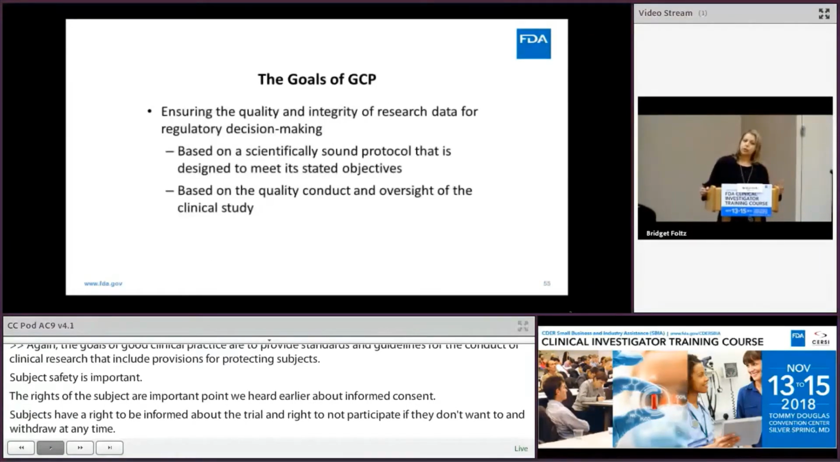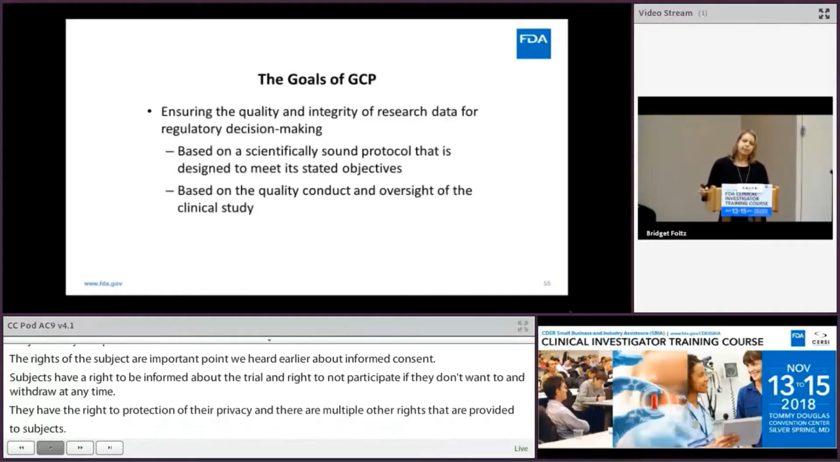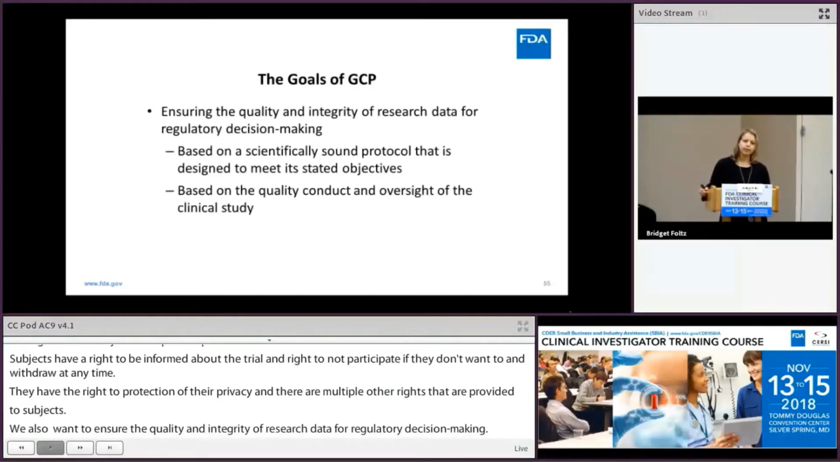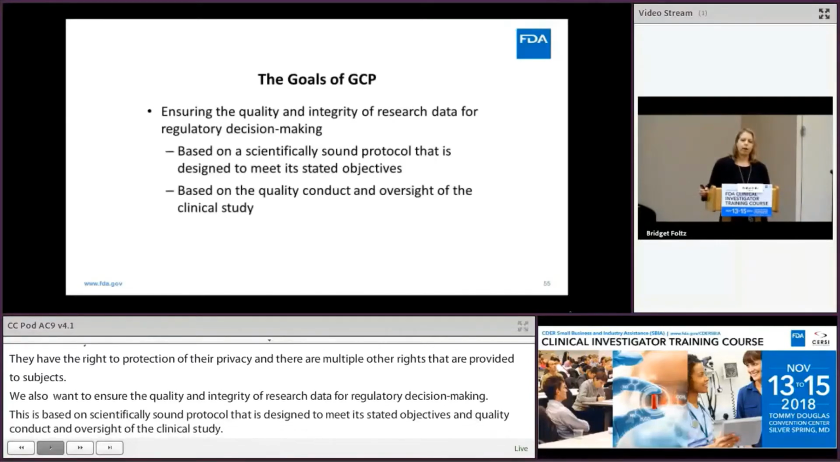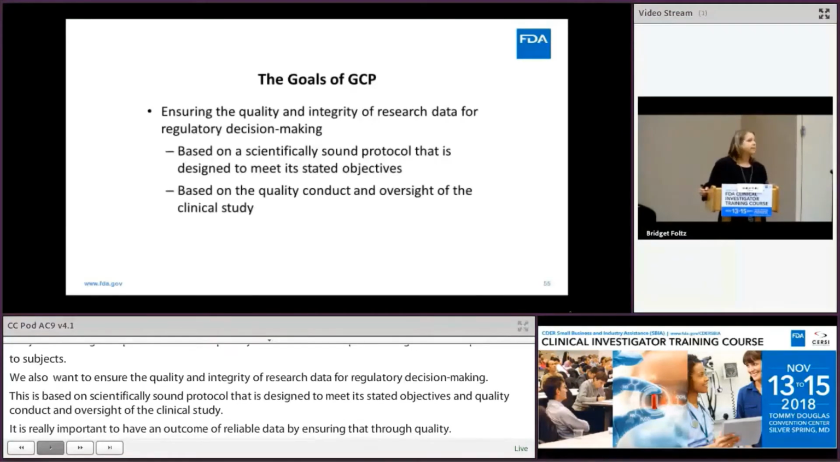We also want to ensure the quality and integrity of data research for regulatory decision making. This is based on a scientifically sound protocol that's designed to meet its stated objectives and quality conduct and oversight of the study. So it's really important to have an outcome of reliable data by ensuring that through a quality process, because we don't want to expose these subjects to any unnecessary risks. Because if the data is not any good, then that's an issue for subjecting those subjects to a risk that you're not going to get any data outcome.